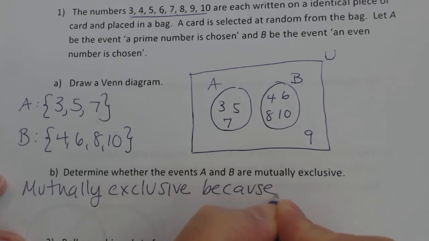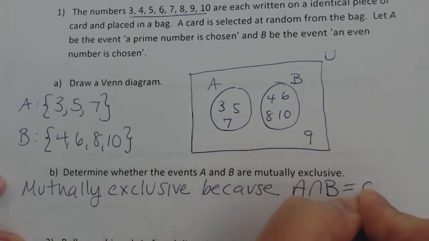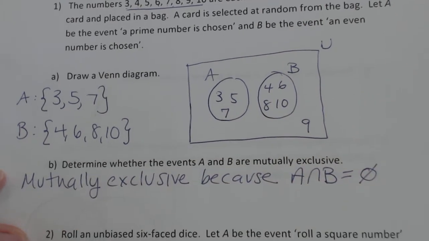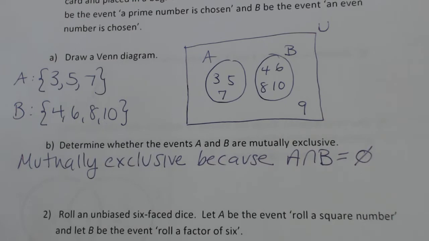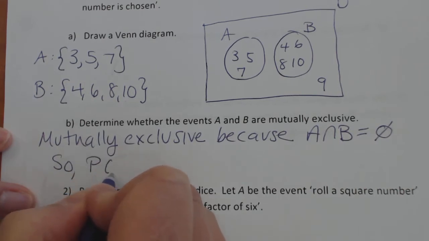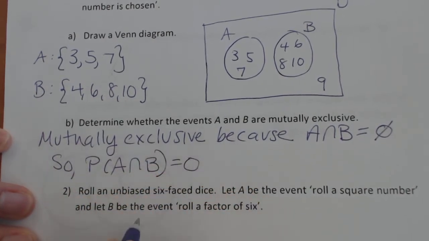Because A and B is going to equal 0. So it's actually going to be an empty set. We have nothing in the set, it is empty. There are no numbers that they share. So let's put this in as a probability. The probability of A and B happening at the same time is 0.